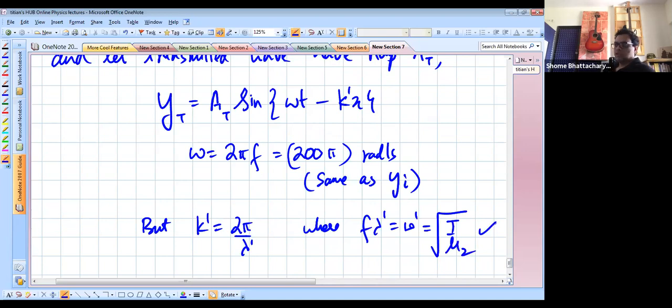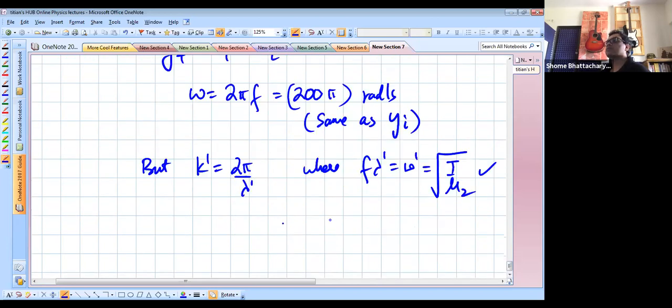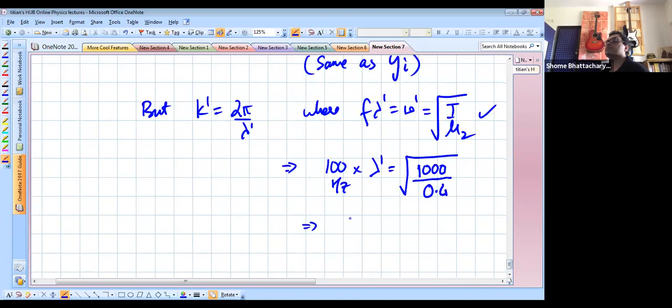So the transmitted wave has the same frequency but a different wavelength, which is now given by this formula. So you can see that 100 hertz into lambda prime becomes square root of 1000 newtons divided by 0.4, that one was. So lambda prime here will become half a meter or 50 centimeters.